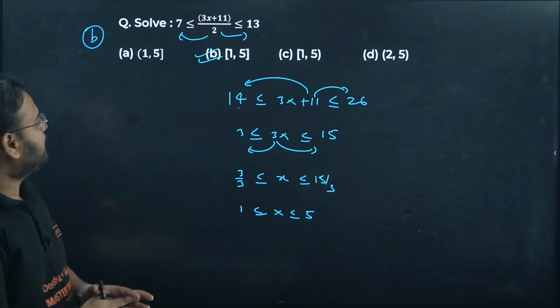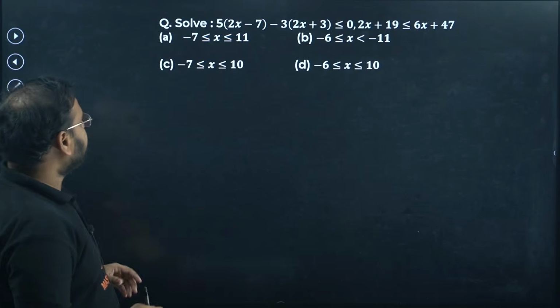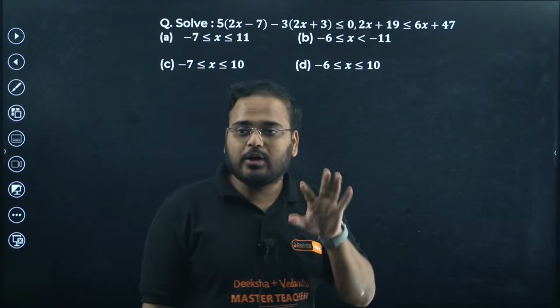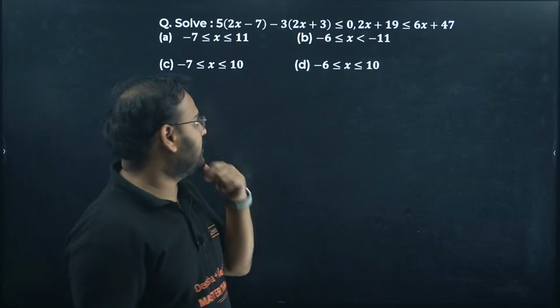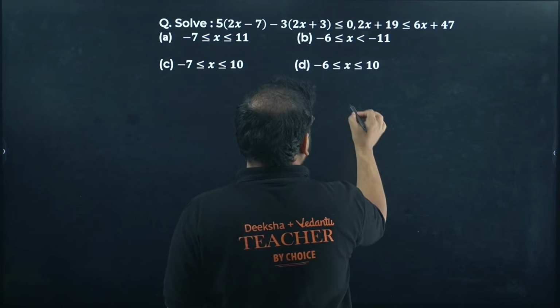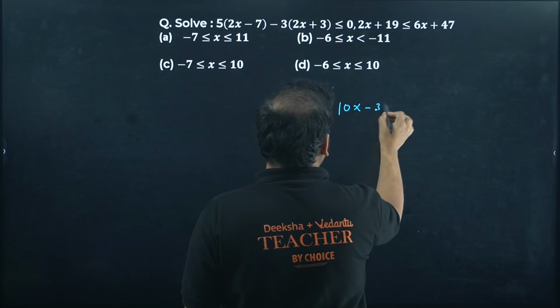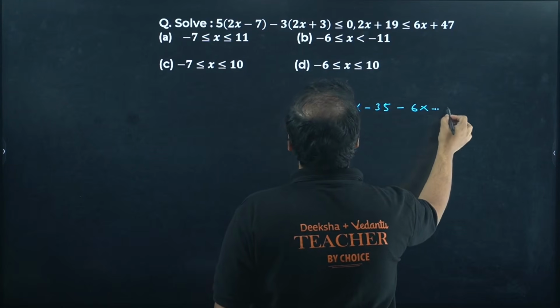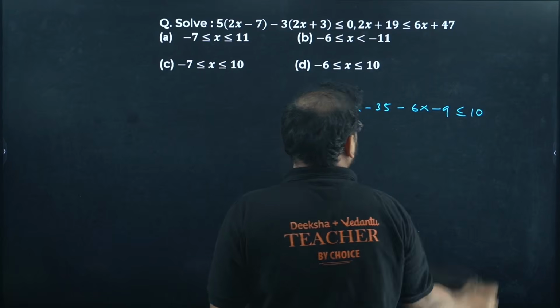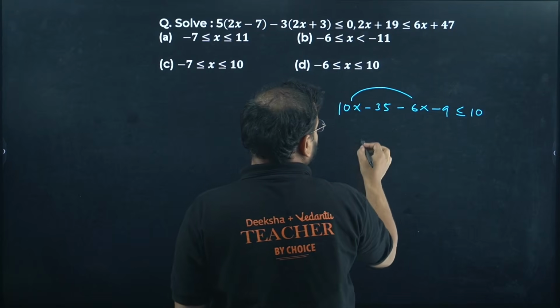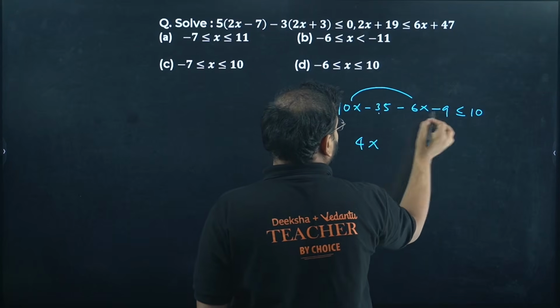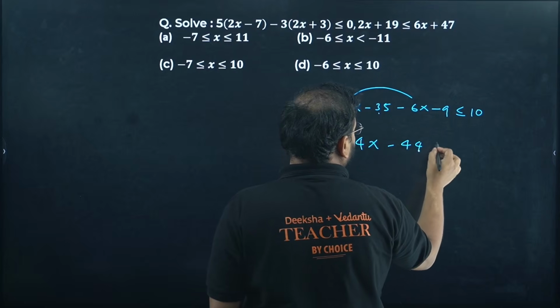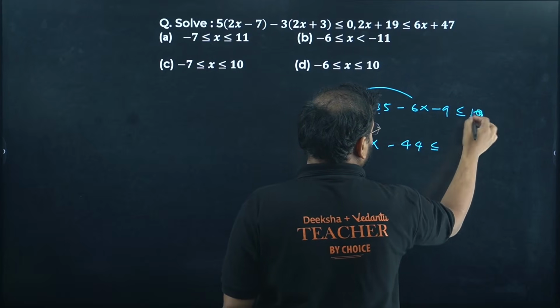Please check. Okay. Next is again two inequalities. You have to solve them and get the required interval. Let's start with the first one. We get 10x minus 35 minus 6x minus 9 less than 0. 10x minus 6x, how much is that? 4x. 35 and 9, minus 44. This is 0 by the way.